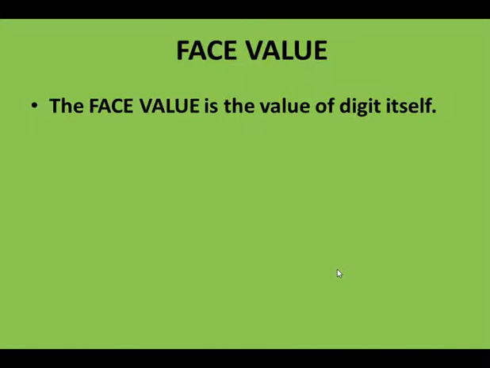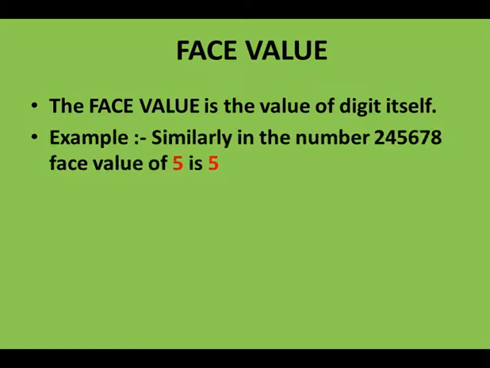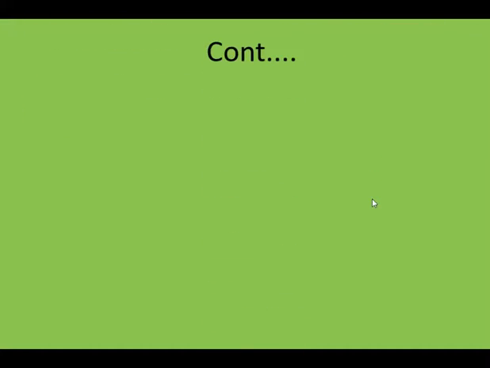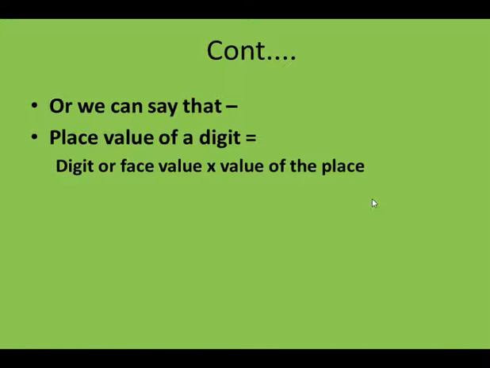Then we have face value. The face value is the value of the digit itself. For example, in the number that we have taken previously, 2,45,678, the face value of 5 will be 5 only. So this is the difference between place value and face value. Face value is the digit itself, and in place value we need to multiply the digit with the value of the place at which it exists. The place value of a digit is the face value multiplied by the value of the place, which we have already discussed.